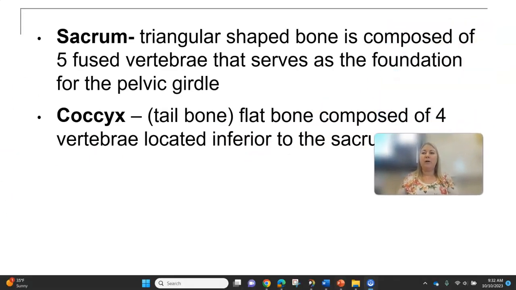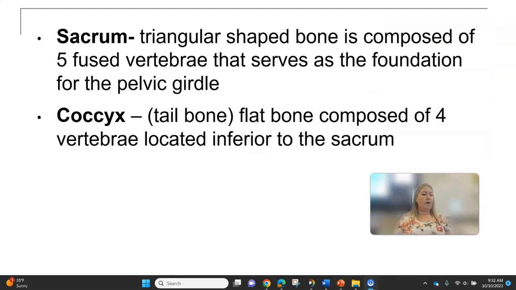So our last part of the axial skeleton is going to be the sacrum and coccyx. So these are actually attached in my box of bones. The sacrum is going to be this top part, and it serves as the foundation of the pelvic girdle. So we will attach our coxal bones or our hip bones to either side of this. And then the coccyx is our little tailbone here.